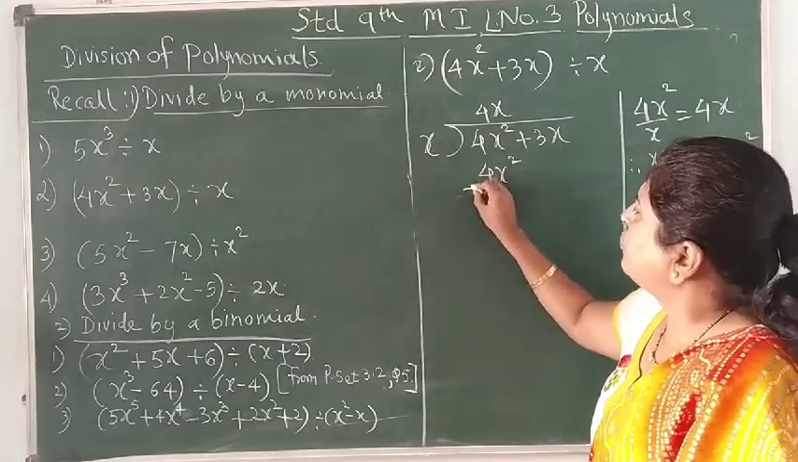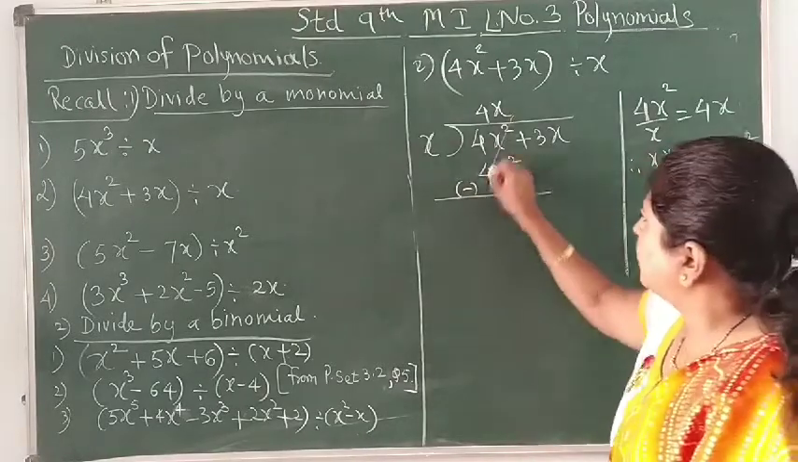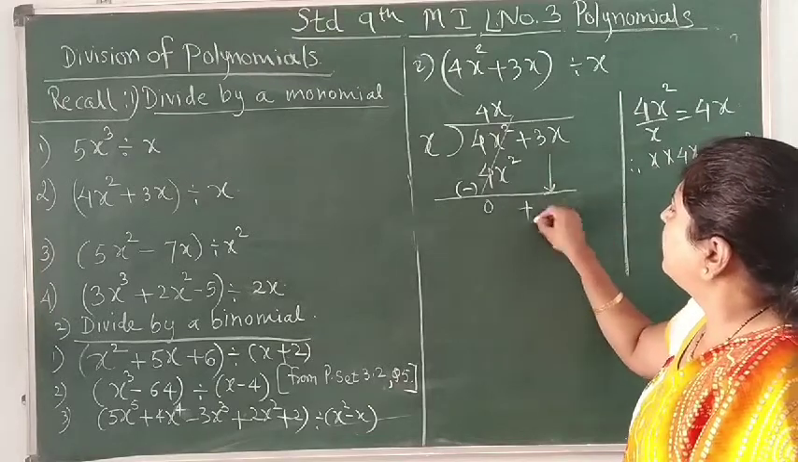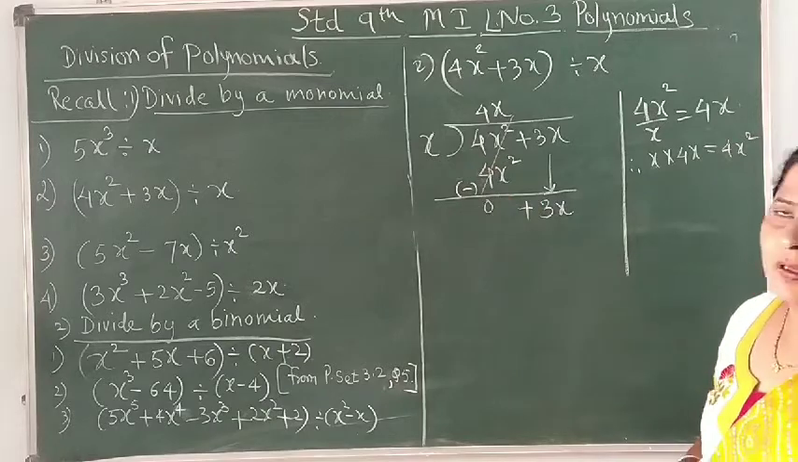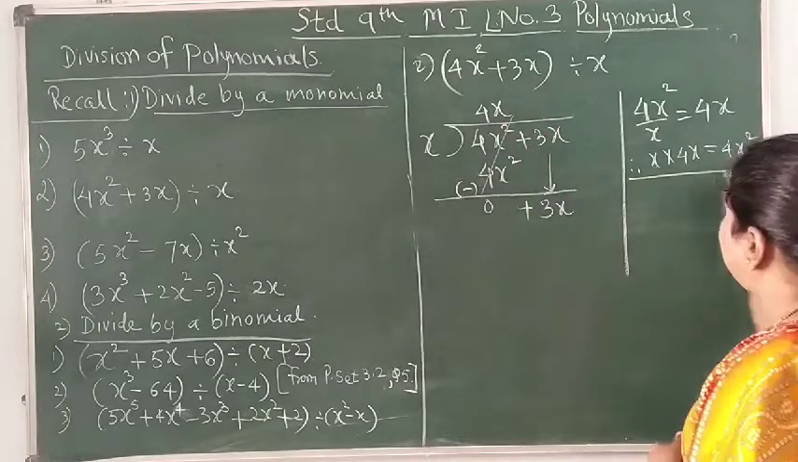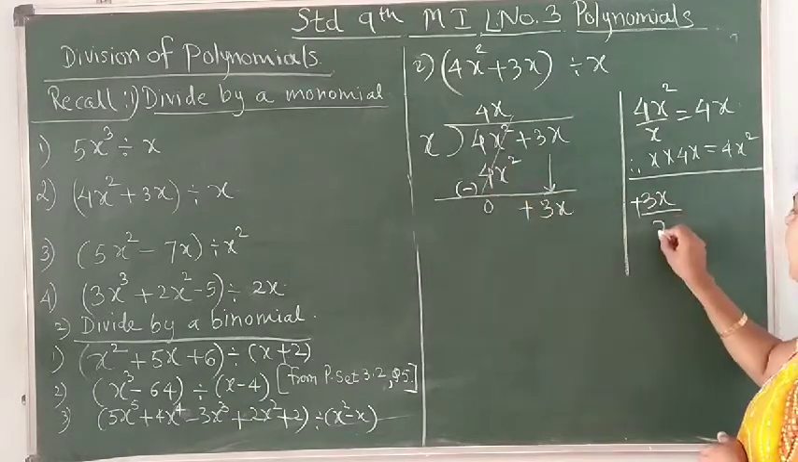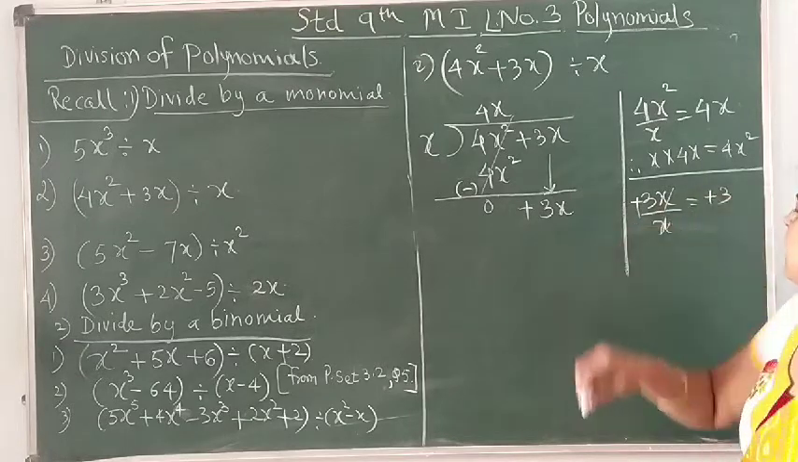Okay, for subtraction you need to change the sign. 4x square minus 4x square, you get it cancelled, you get 0. Now take this plus 3x term down. Okay, so what should be the 3x divided by x, what should we write in the quotient form? So here if you take plus 3x divided by x, the x will get cancelled, the quotient is plus 3.